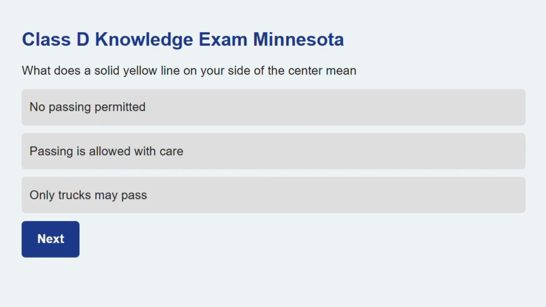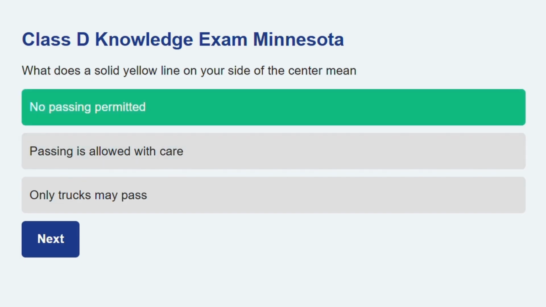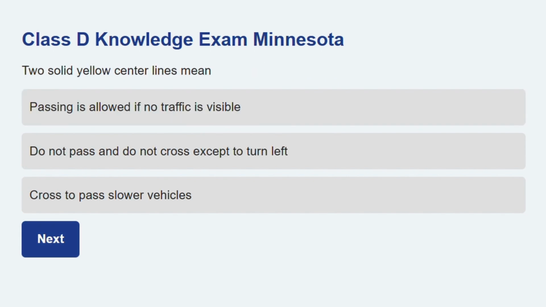Time for the next question. What does a solid yellow line on your side of the center mean? No passing permitted. The solid yellow line indicates it's unsafe to pass due to limited visibility or other hazards, and crossing it to pass is illegal.